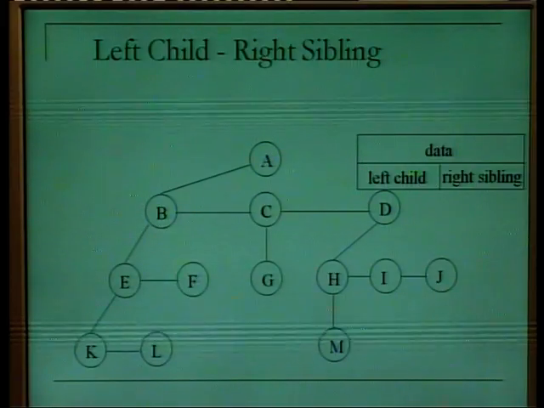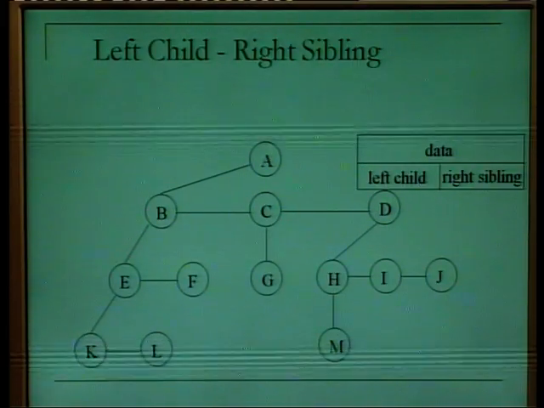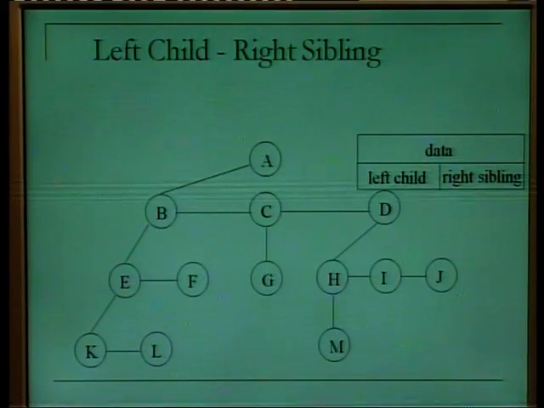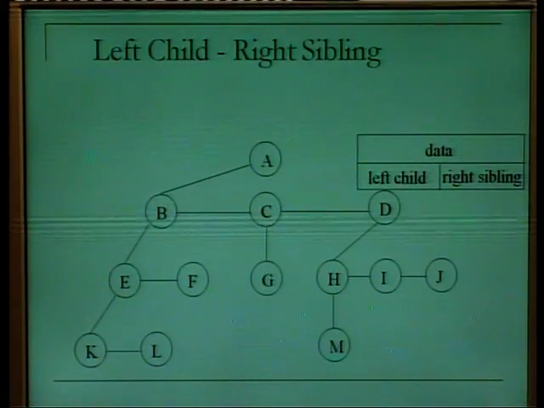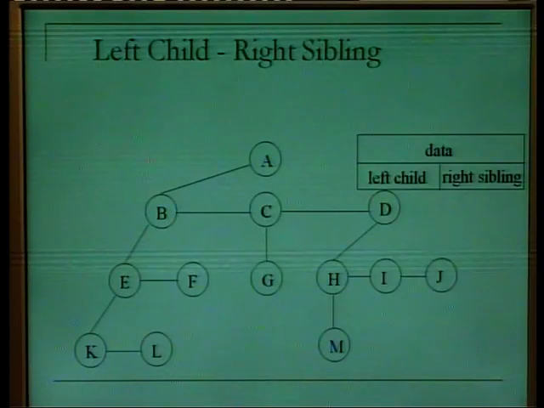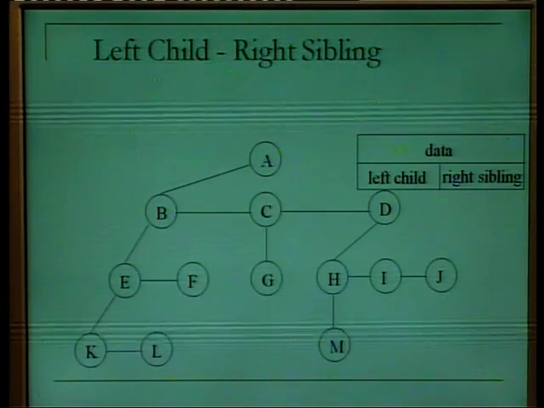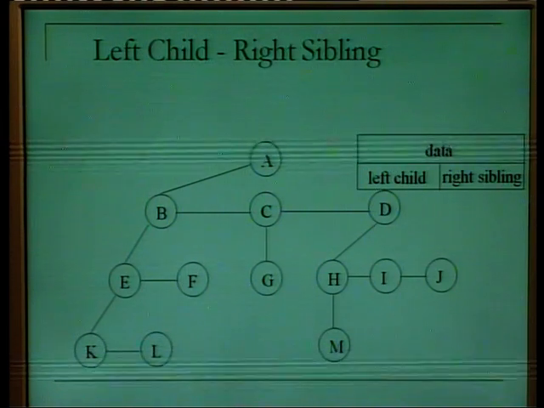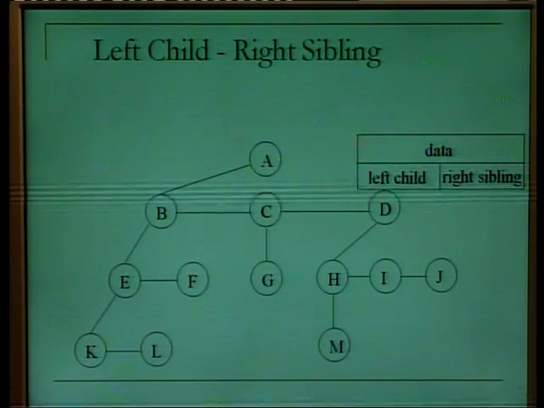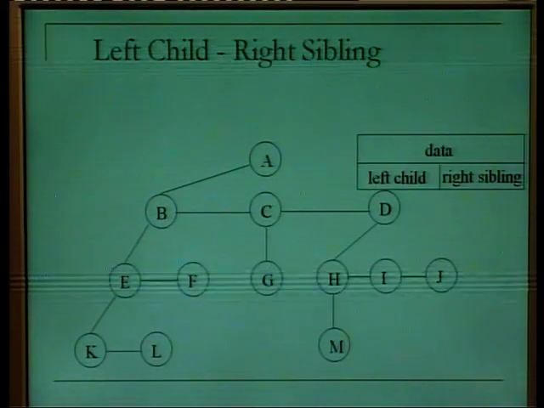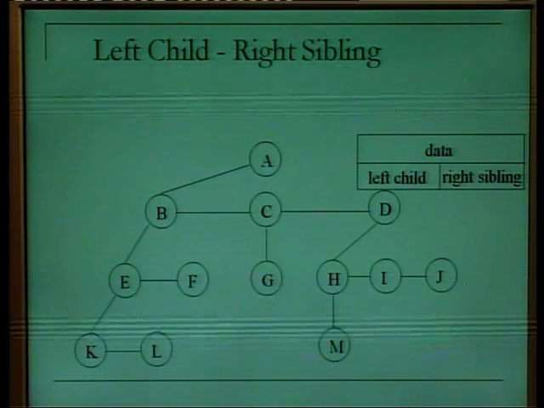Now this is left child right sibling. It represents a tree with A as a root that has no right child, and it has a single subtree, that is B. Again further, B has 2 subtrees, E and C, which has again G and D as subtrees. This is known as left child right sibling.